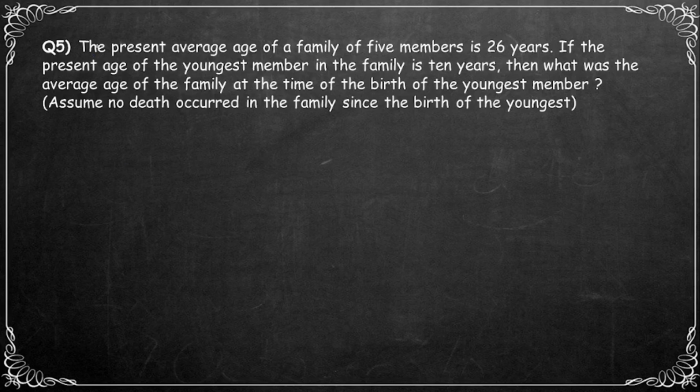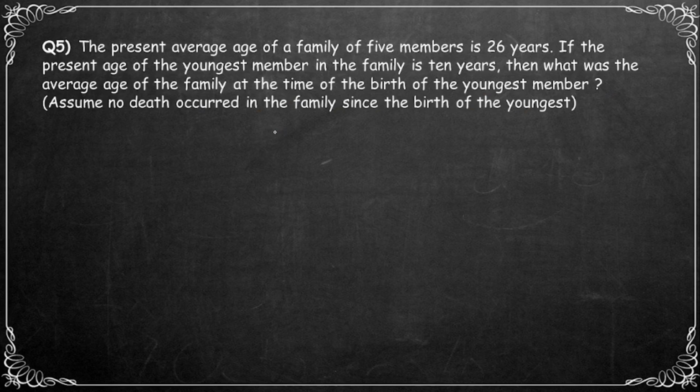Question 5. The present average age of a family of 5 members is 26 years. If the present age of the youngest member in the family is 10 years, then what was the average age of the family at the time of birth of the youngest member? Assuming no death occurred in the family since the birth of youngest.